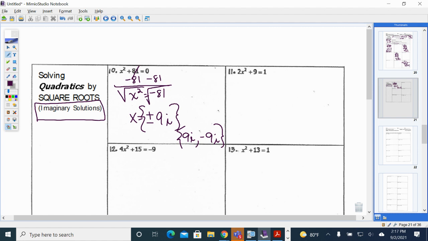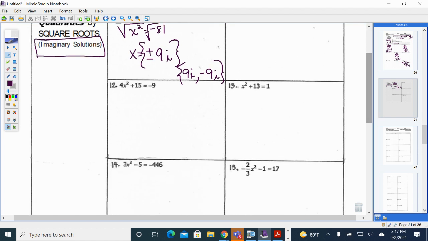13. Number 13 says x squared plus 13 is equal to 1. Again, isolate the x squared term. We're going to get rid of that plus 13 by doing the opposite and minusing 13. And we get x squared is equal to 1 minus 13, which is a negative 12. And then we've got to square root both sides. So x equals a positive and a negative.